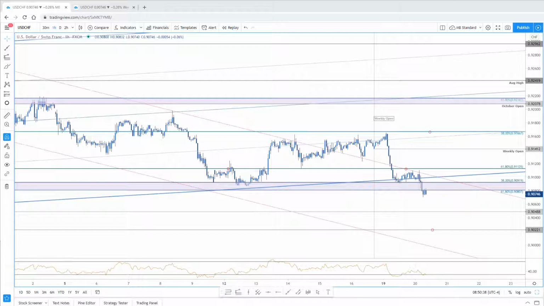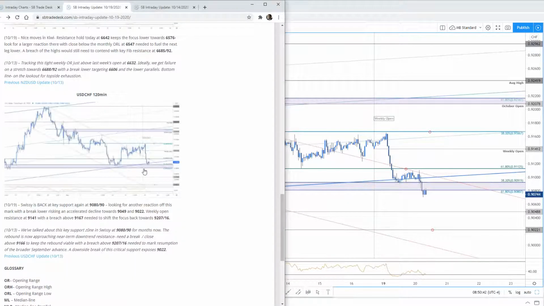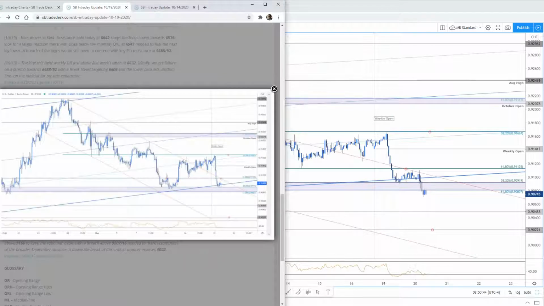Questions on Swissy? No change to any of those levels.